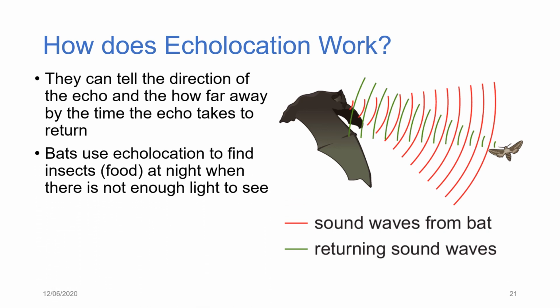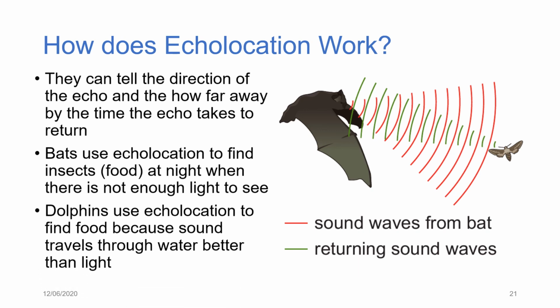Bats, as you probably know, use echolocation to find insects at night because there's not enough light to see them. And dolphins use echolocation to find food in water because sound travels through water much better than light does. Light is absorbed very quickly in water.